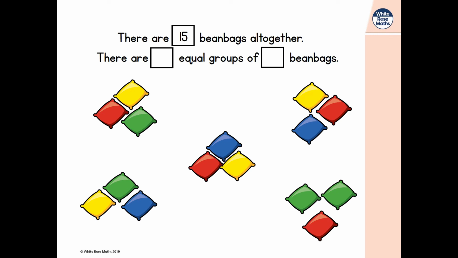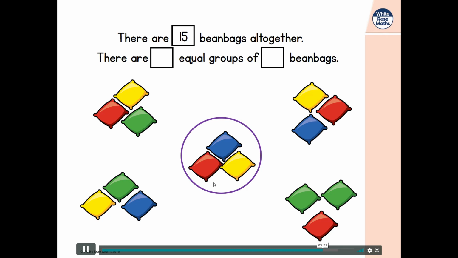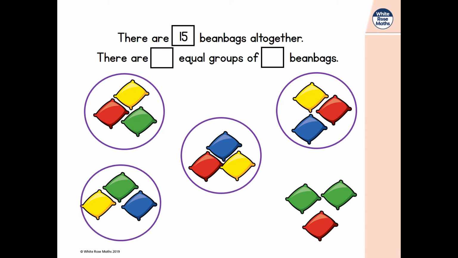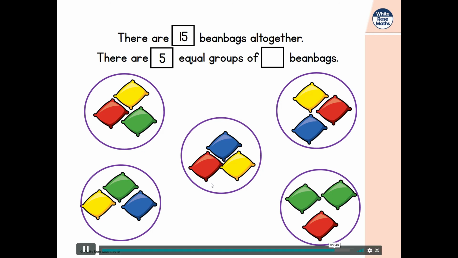Well, this reminds me of a game. I could throw a hoop around them. There's a group, one group with 3 beanbags. Can you see another group of 3 beanbags? Yep, there's one. And another? Oh yeah. Great. How many equal groups have I made? Yes, there are 5 equal groups.